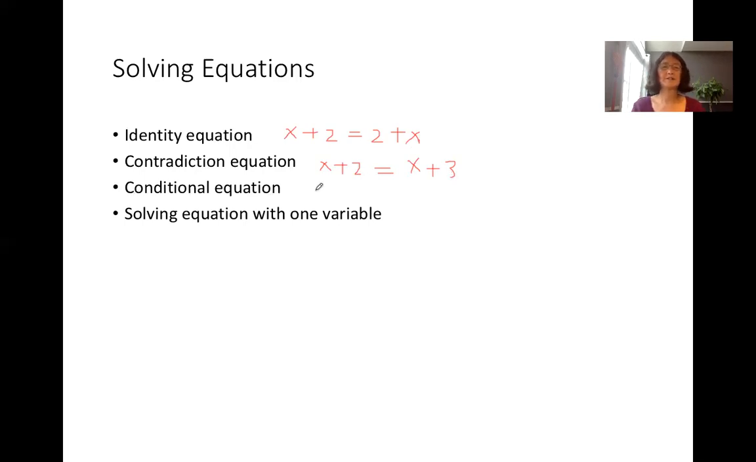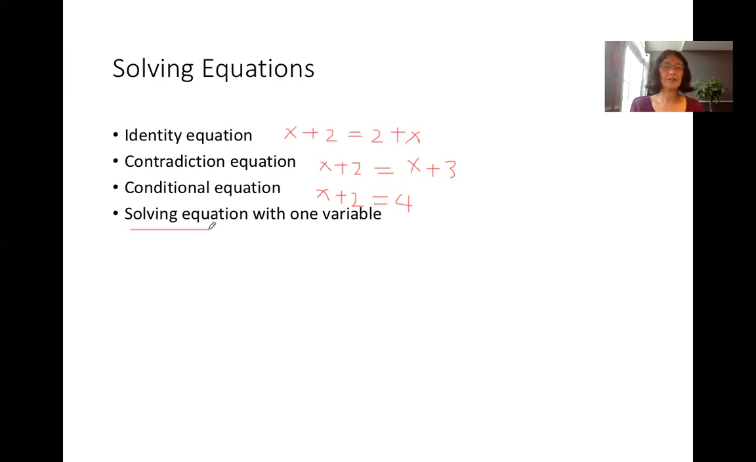Conditional equation. If you have x plus 2 equal to 4, this equation is true only when x equal to 4. Oh, sorry, only when x equal to 2, because 2 plus 2 equal to 4. Okay, this is a conditional equation.